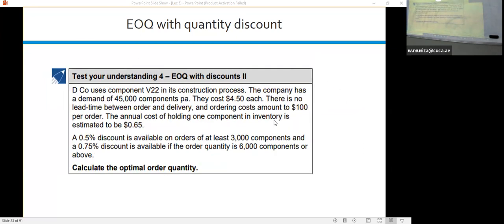Okay, now understanding number 4 is there, POQ. Can you try this by yourself? The same approach you need to follow.